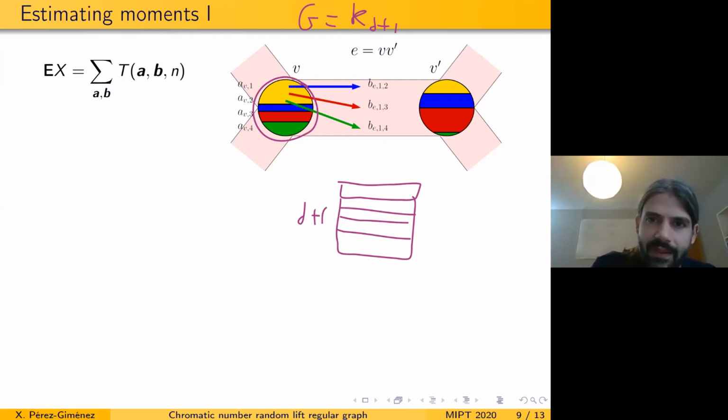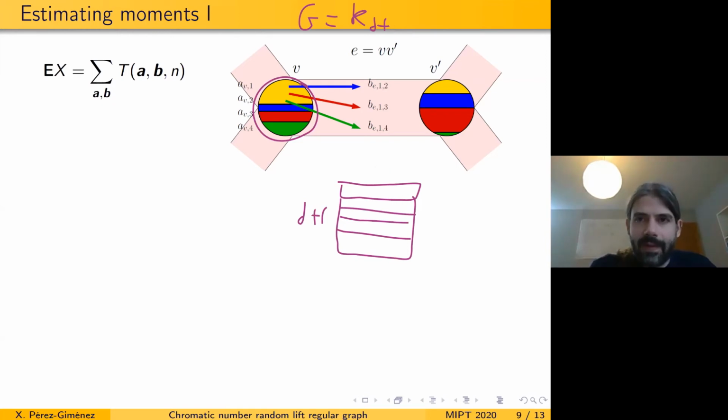And each row corresponds to a fiber, and it's a probability distribution on the K colors. So this is a (d+1) by K matrix where the rows are probability distributions. So this is a stochastic matrix. So for each fiber, I have a stochastic matrix encoding the proportion of colors in that fiber.